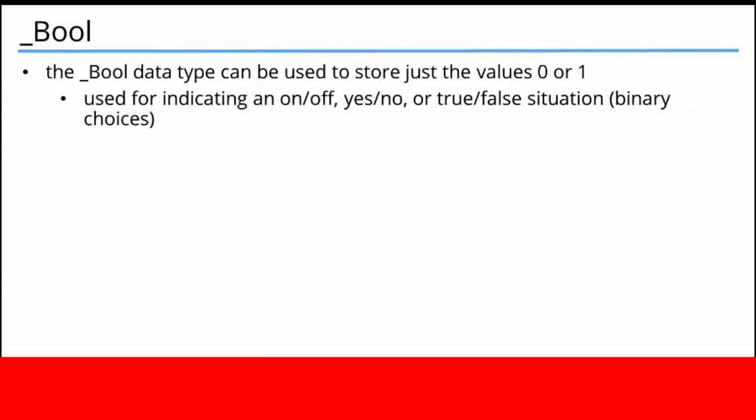This is a data type that can be used to store just the values 0 and 1. You often hear the term Boolean. Boolean data type, Boolean expression, it all means true or false. It's a yes or no, 0 or 1. So it's intended for binary choices essentially. And we are going to talk a lot about Booleans and Boolean expressions when we talk about decision statements.